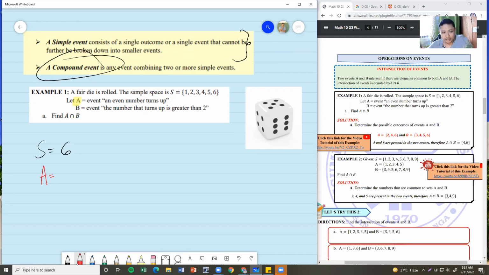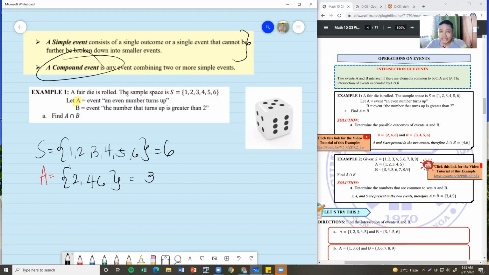So what is the number in event A? What is the outcome in event A? Type it in the chat box, please. What is the event when an even number turns up? Type it in the chat box. Okay, they are 2, 4, and 6. So therefore, what's the answer? That is 3. Okay, just to make it clear, this is 1, 2, 3, 4, 5, and 6, which is equal to 6. And for the event A, these are 2, 4, and 6, which is equal to 3.